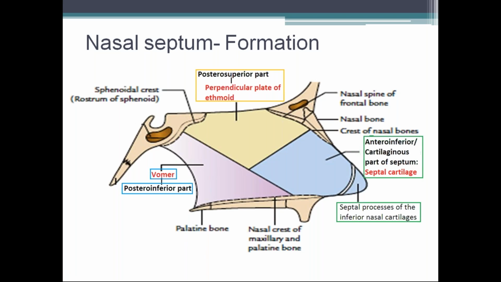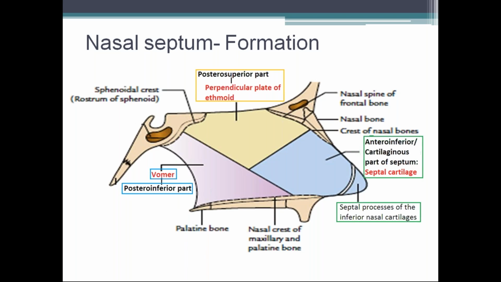So you have to keep it in mind. The bony part of the nasal septum is formed mainly by two bones. One is the perpendicular plate of ethmoid, another one is the vomer. So the posterior superior part of nasal septum is formed by perpendicular plate of ethmoid, and the posterior inferior part of the nasal septum is formed by vomer.